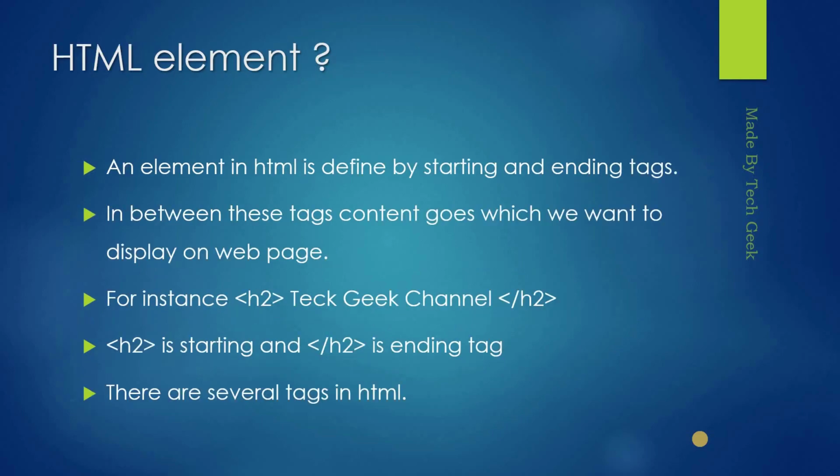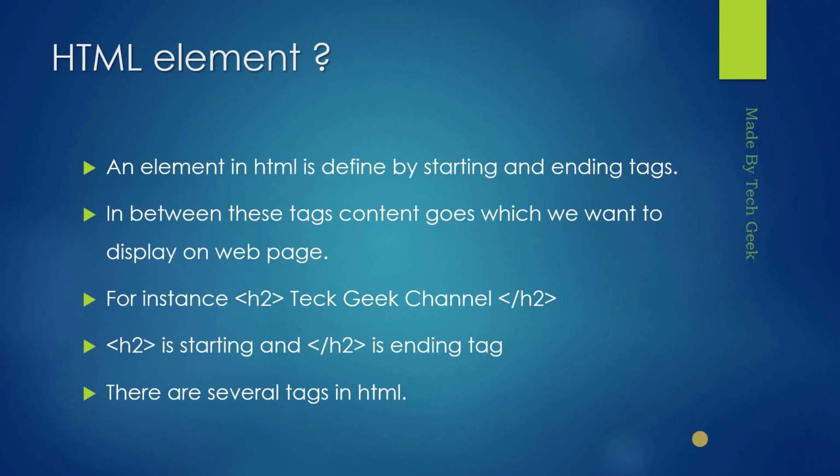Now the question arises: what is an HTML element, and how can we define it? Headings, paragraphs, images, different kinds of things. What are they basically? HTML is defined by starting and ending tags, and those starting and ending tags are an element. In between those tags, the content goes. For example, h2 is an opening tag, and /h2, with a forward slash before it, is a closing tag. So we can say that h2 is an element. It is basically a heading element of level h2.